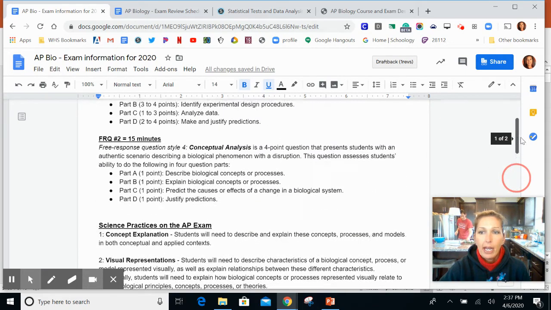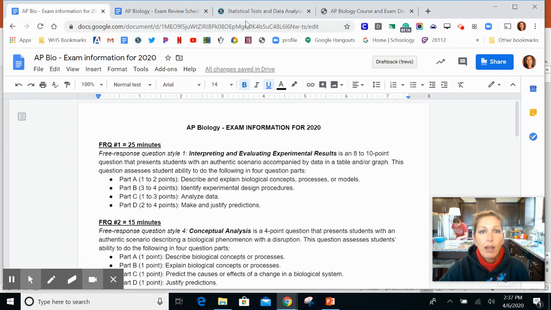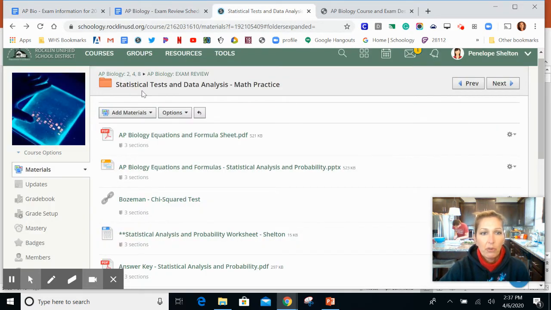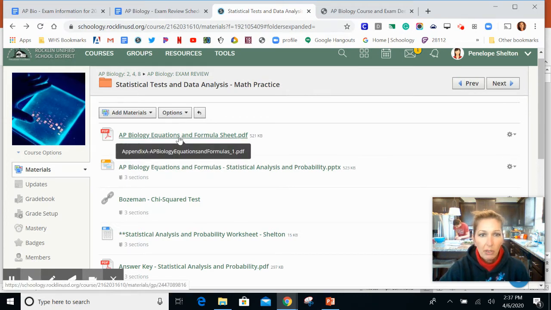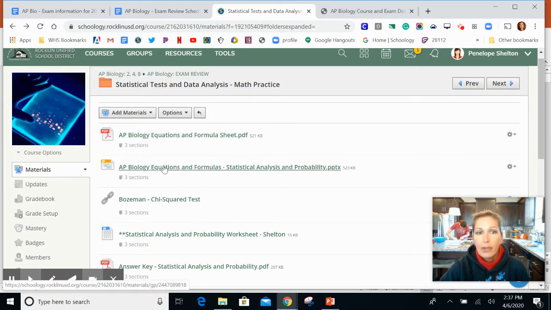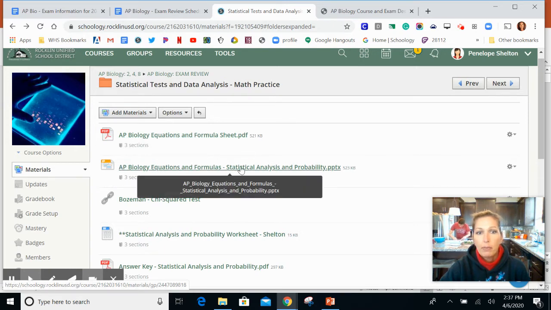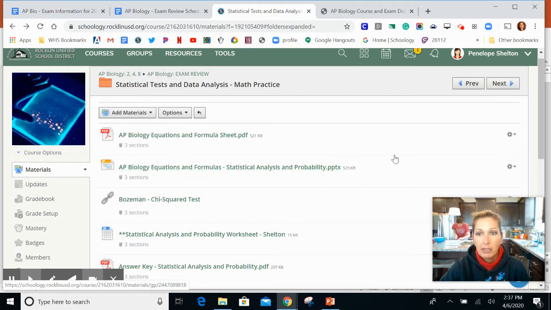And so what I need you guys to do is in this folder that I have provided for you, this statistical tests and data analysis math practice, I've provided for you the equation sheet that you will be receiving on the test. There's two sides to that equation sheet, and I need you guys to be familiar with all the content that is on both sides. So we're actually going to be breaking this down into two different lessons. We are going to be talking about the first page. The first page is the statistical analysis and probability side.